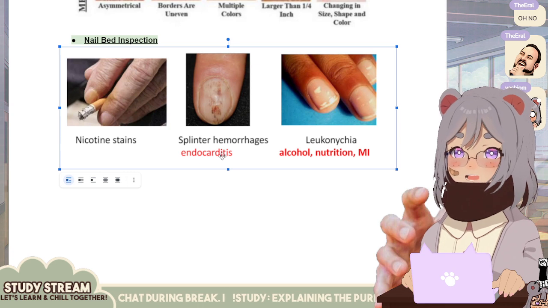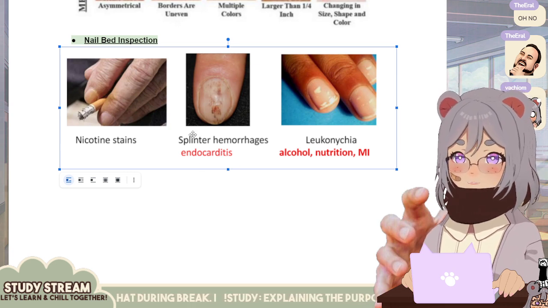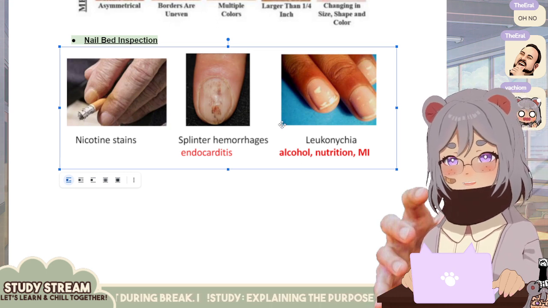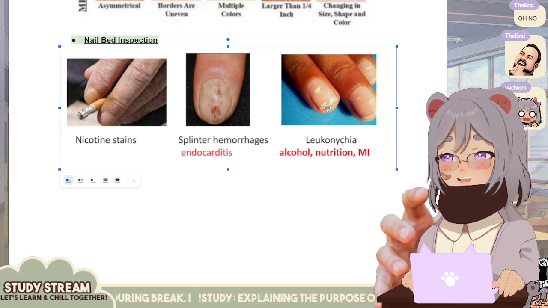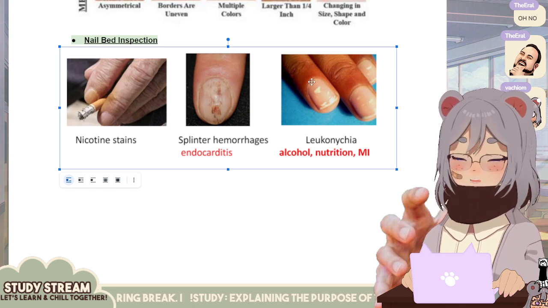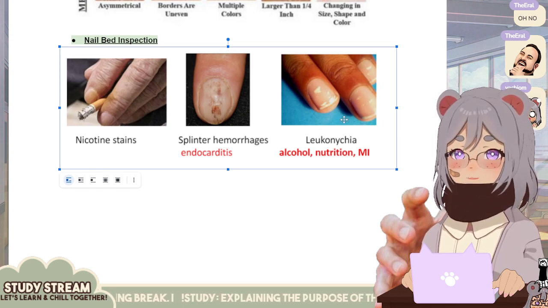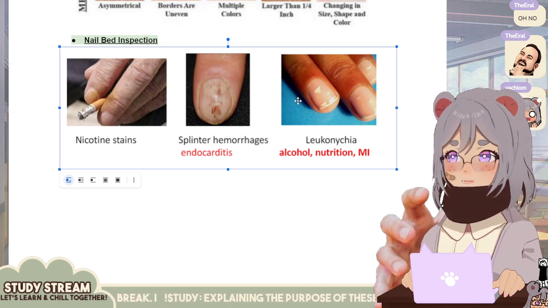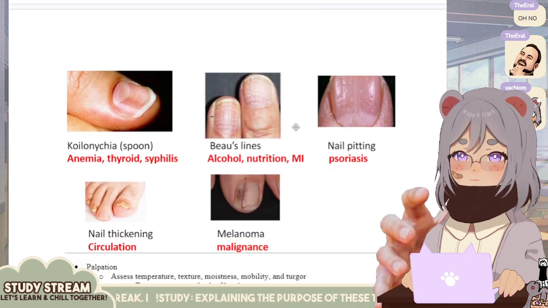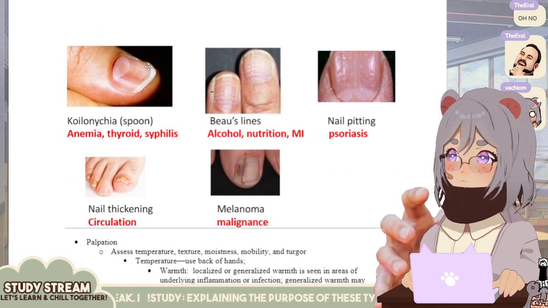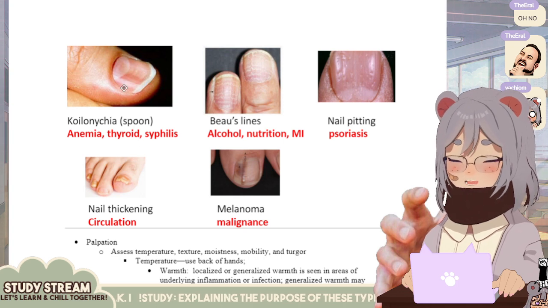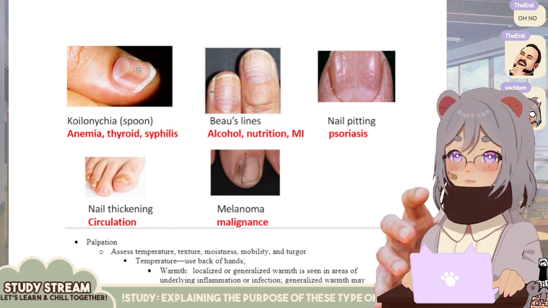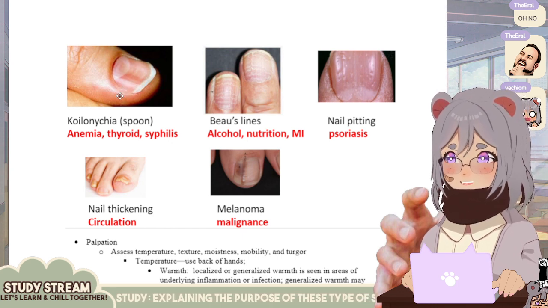You can have splinter hemorrhages, and this is going to have something to do with your heart health. We have leukonychia, and that can be due to alcohol use and abuse, nutrition, or maybe an MI, myocardial infarction. You can have spooning, where you see this discoloration, and that could be indicative of anemia, something wrong with your thyroid, or even syphilis.